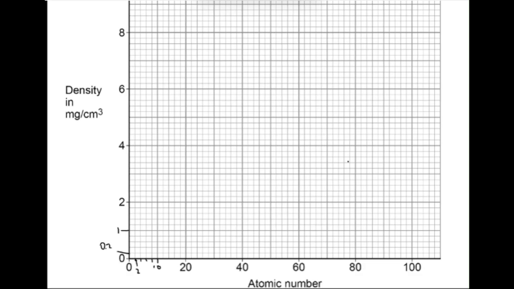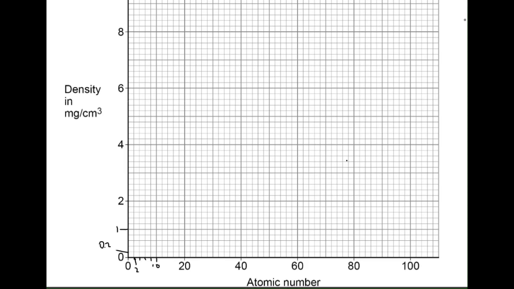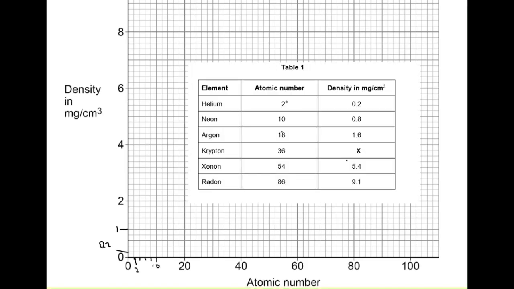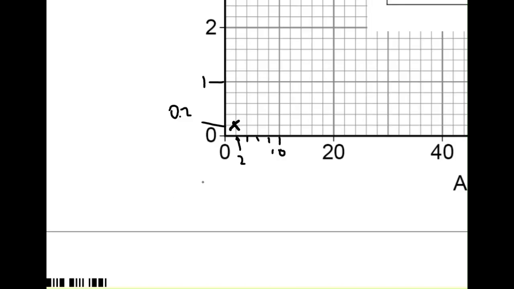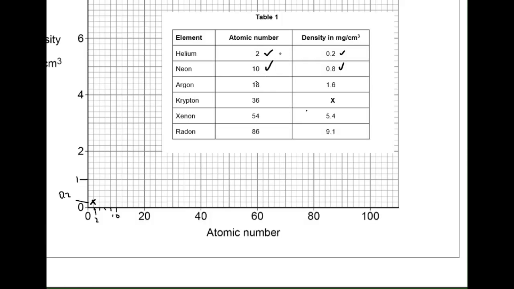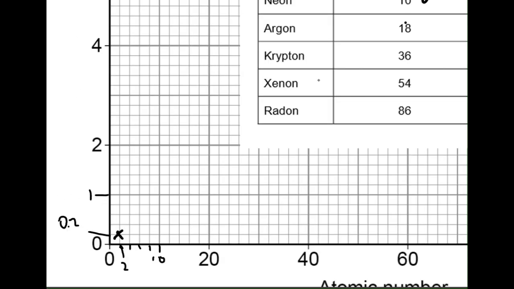So let's look at plotting the graph. Remember, use a sharp pencil, a mechanical pencil works best, a ruler, and tick off each of the plots as you put them onto the graph so you know exactly where you're going with this. So the first plot is the atomic number 2 and the density 0.2. And then we just move it straight on, plotting each point as we go using your ruler.